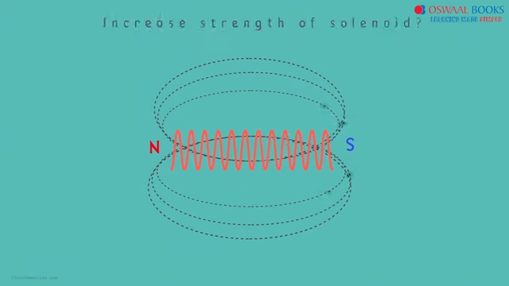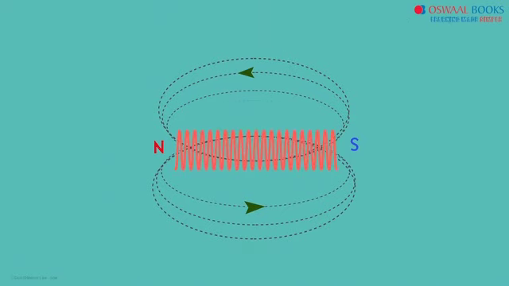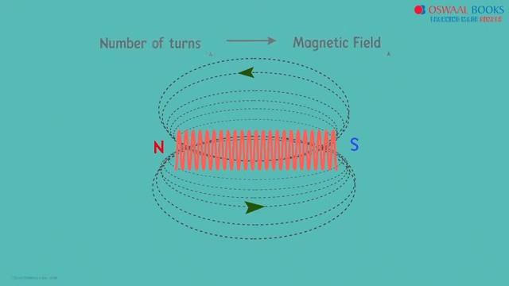Now tell me, do you think we can increase the magnetic strength of a solenoid? If yes, then how? Exactly. We have to increase the number of turns. The more the turns, the more will be the magnetic strength. So we know what a solenoid is and how it acts as a magnet. Now what can be the use of this strong magnetic field produced inside a solenoid?